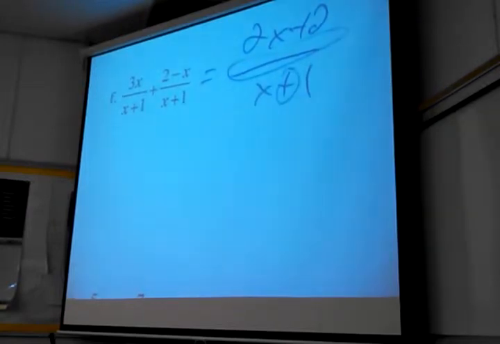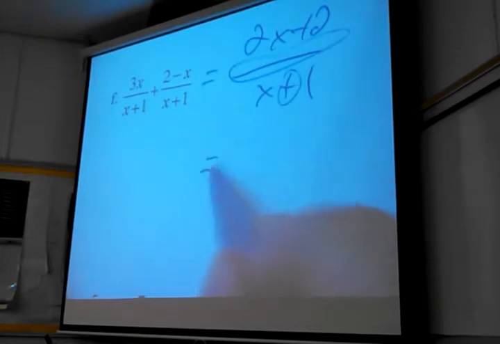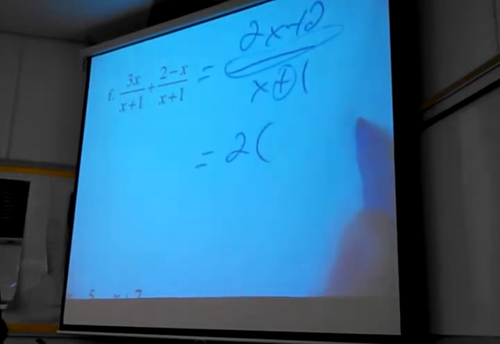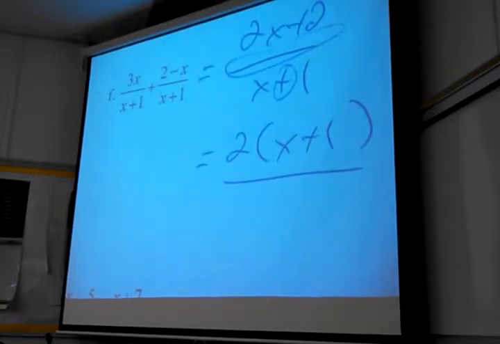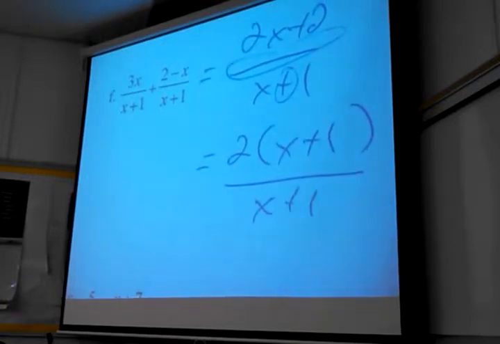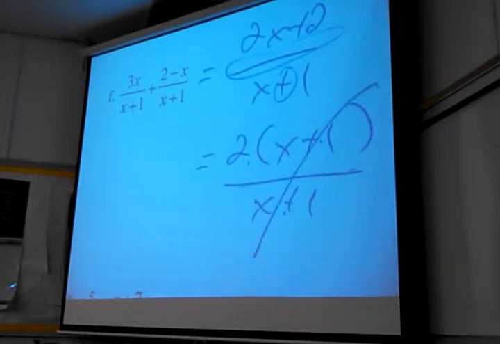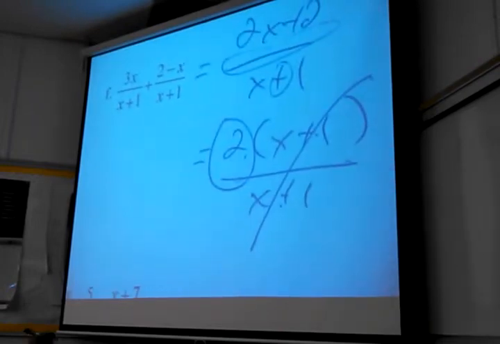I like it. But you can do what on the top? Factor out a 2. 2 times x plus 1, over x plus 1. And of course now, this is 2 times this divided by the same thing, so they can cancel because they're opposite operations. You get a 2.